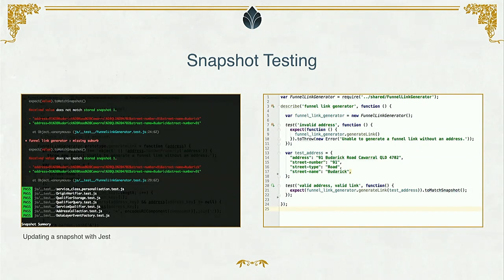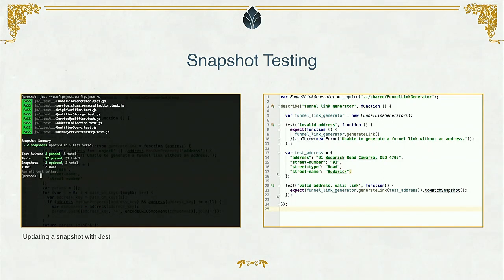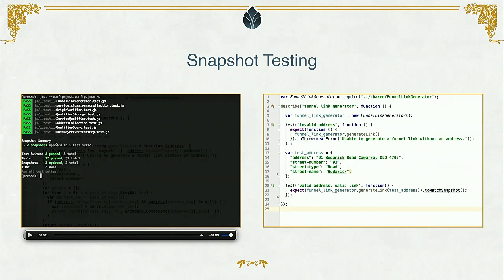The advantage of this as well is it's really low maintenance, because if I as a developer acknowledge that this is the correct scenario for that test case, I can just pass the -u flag to it, and it's going to update all of my project snapshots to match the new behavior. That's a really great capability of Jest.